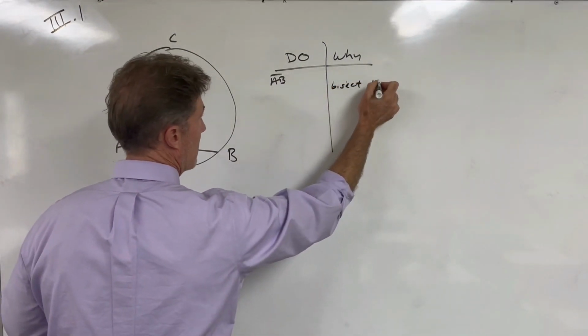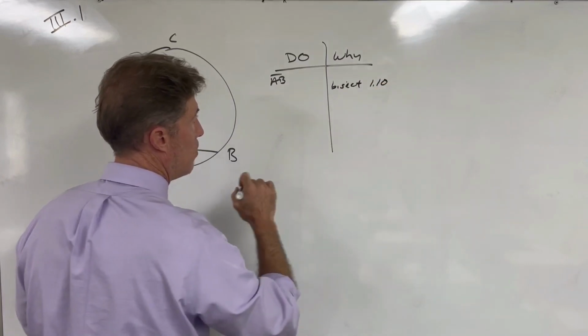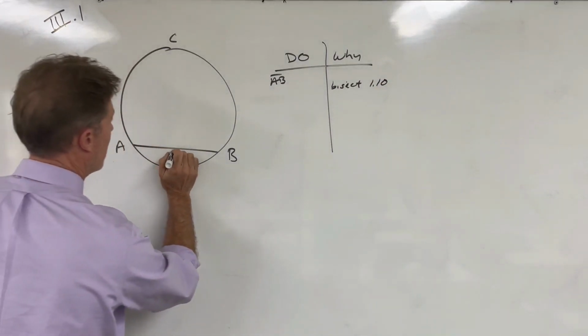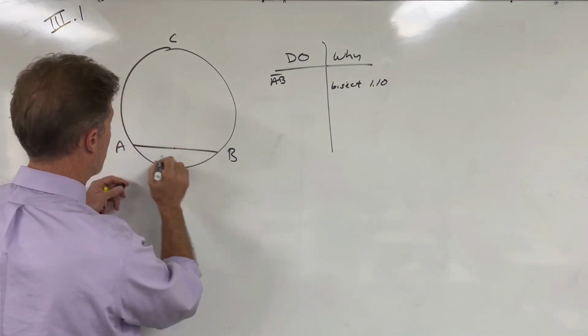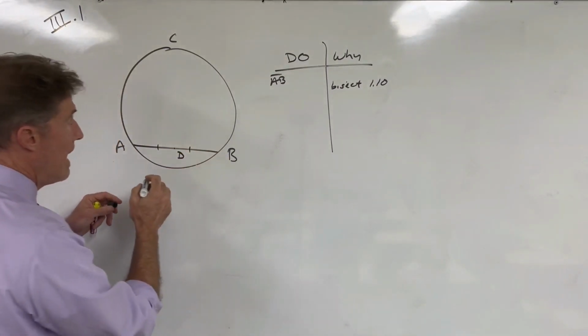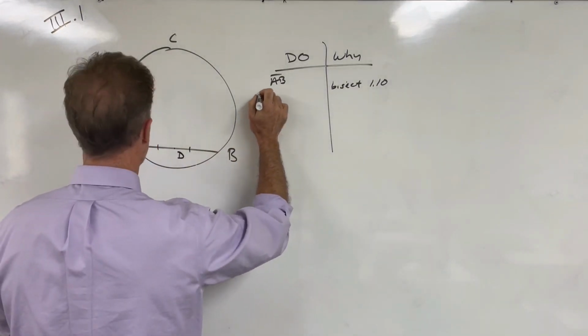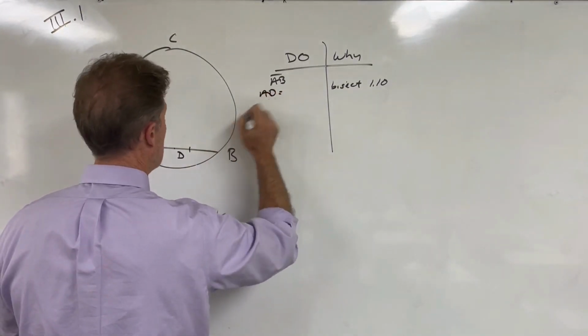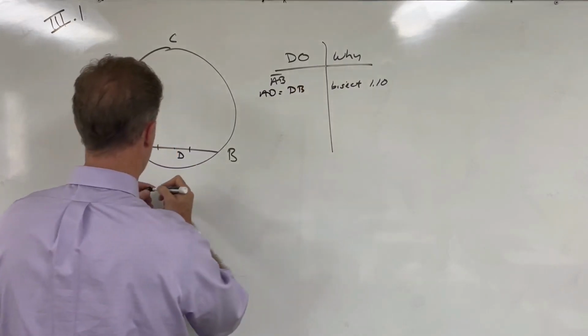And we can do that with proposition 10 of book 1. We can bisect any line into 2 equal halves. So we're going to bisect this line at point D. And this is going to make AD equal to DB.